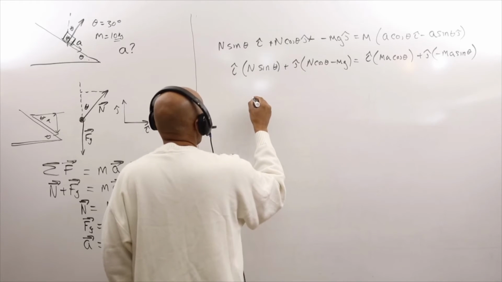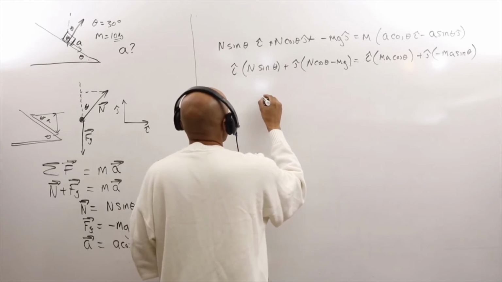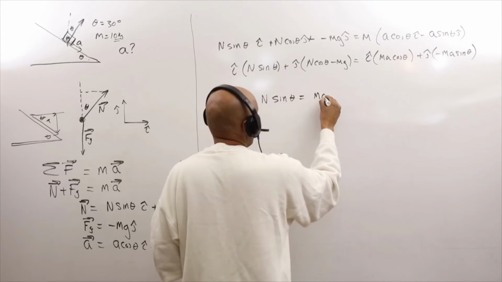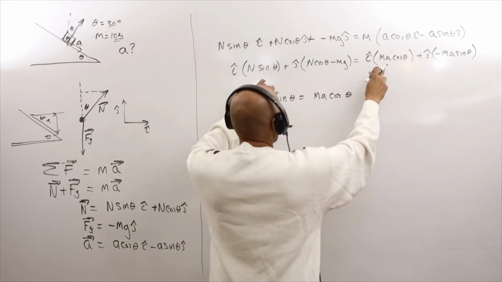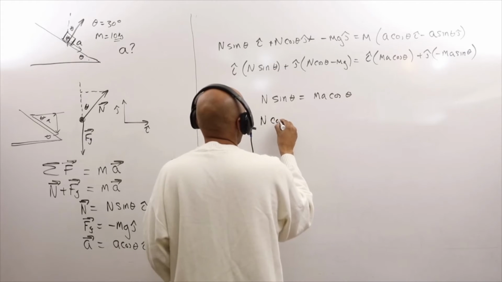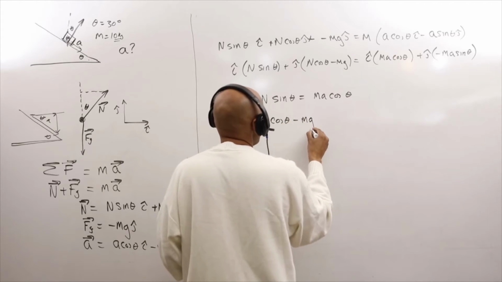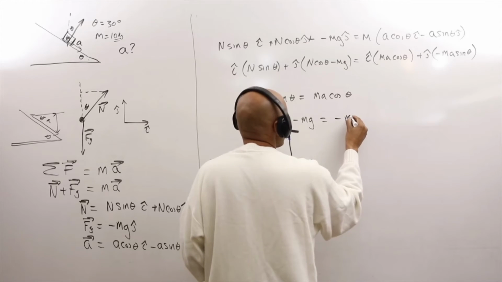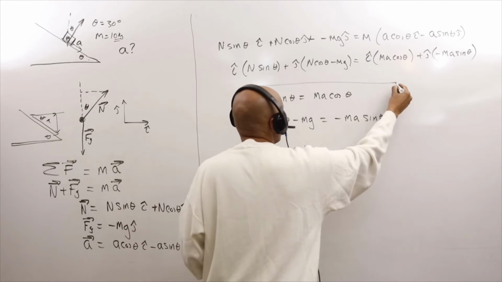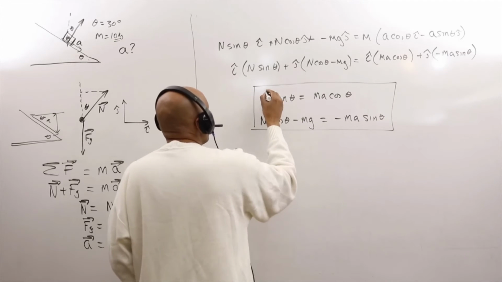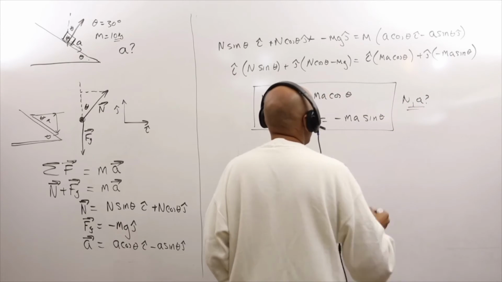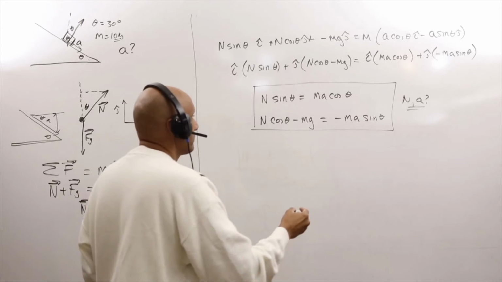So we have an equation, first equation, the i components means that this is N sine of theta is equal to ma cosine of theta for here. Next, the j component, which is N cosine of theta minus mg, is equal to minus ma sine of theta. So we have two equations, and we don't know what N and a are, but we only require a. So both N and a are unknown.